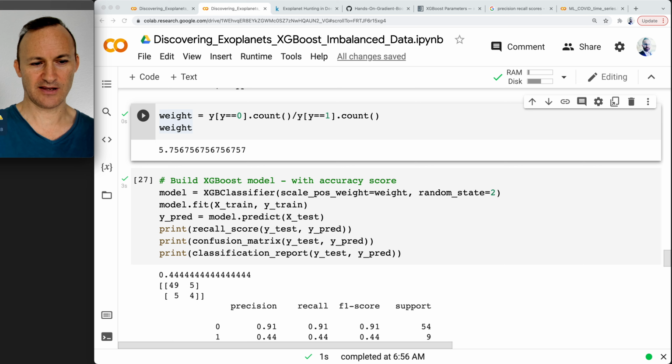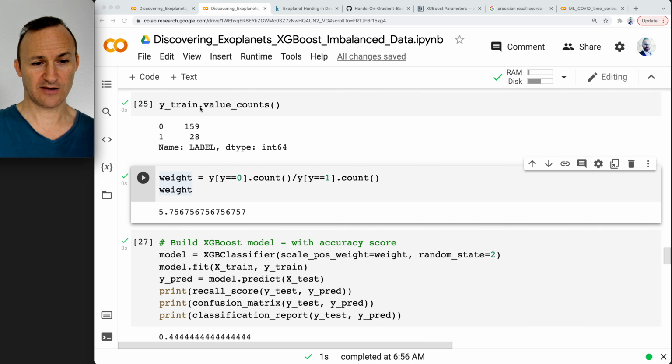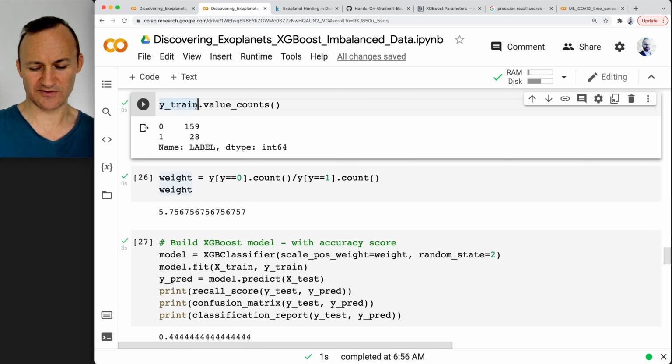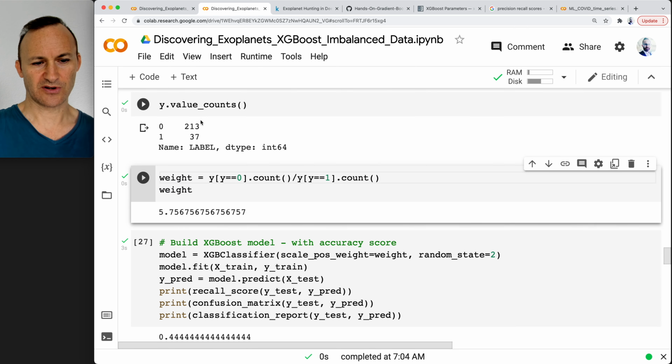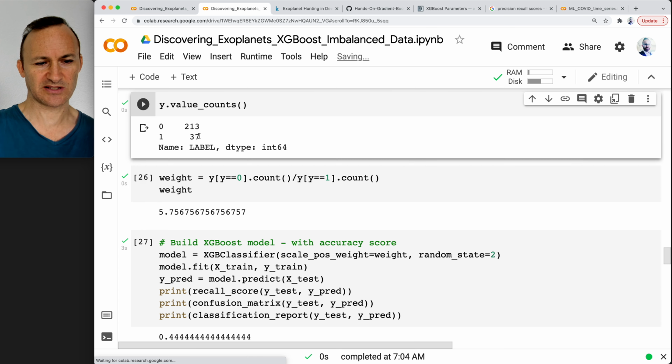If you look at the actual Y value counts, say, Y train and Y test have the same percentage in effect. But if I look at the Y value counts, using the 250 rows, 37 are exoplanets. And that's a little imbalanced. It's not crazy. But in the full data set, it's much larger. And so to get the proper weight, you want to basically scale this number 37 up so that it's equal to 213, because that will then balance out the data.